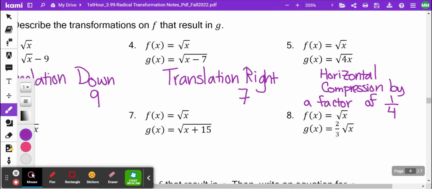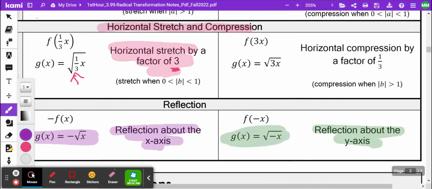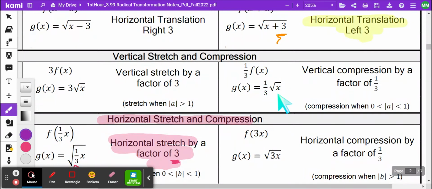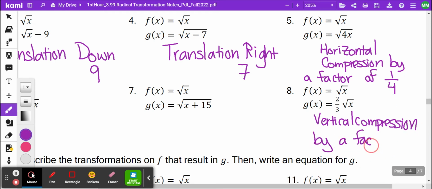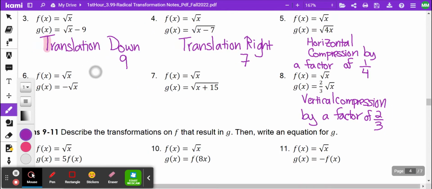If we have it on the outside, though, like number 8, this one, we just keep it exactly as it is. So if it's on the outside of the square root, like this one, it's just a vertical compression by a factor of exactly that. The number won't change. So for number 8, we just say a vertical compression by a factor of 2/3. We don't have to change the number at all.